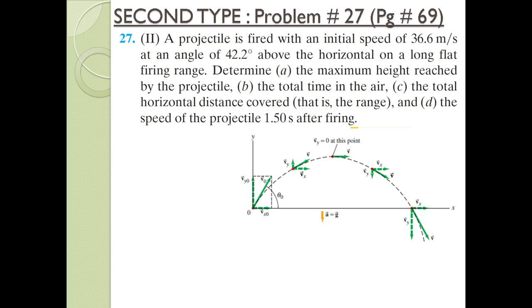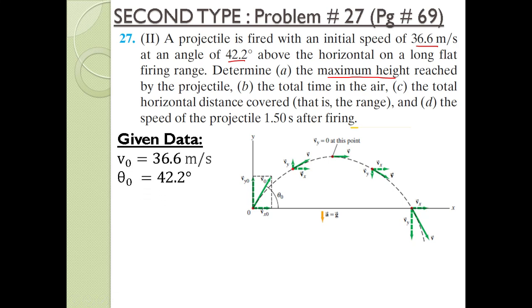36.6 m/s. This is the initial speed, at an angle of 42.2 degrees above the horizontal. The first question is to find the maximum height reached by that projectile. To understand, I wrote the data: initial velocity and initial angle are given. To find is the vertical height, the maximum height. We sometimes say y, or we can also say ym.